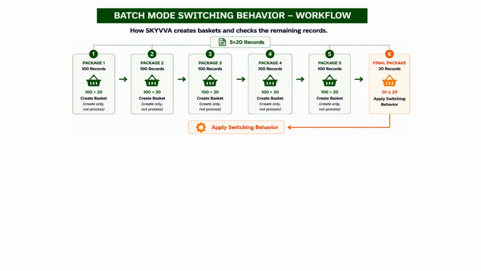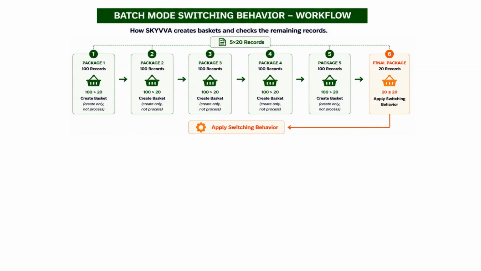For each package, SKYVVA checks whether the package size is greater than the configured record size to be switched, which is 20. Since 100 is greater than 20, SKYVVA creates a basket, batch, for each package. At this stage, the baskets are created only, and the switching behavior is not applied. After creating these 5 packages, 500 records have been grouped into batches, leaving 20 records remaining.